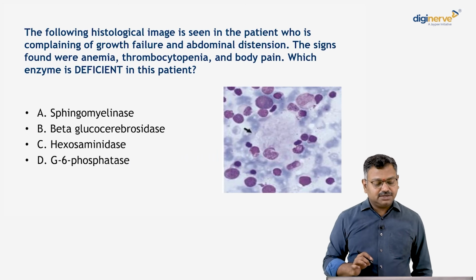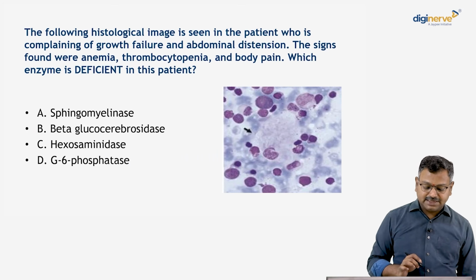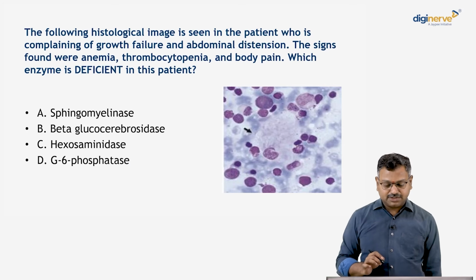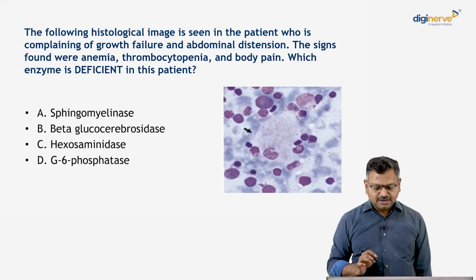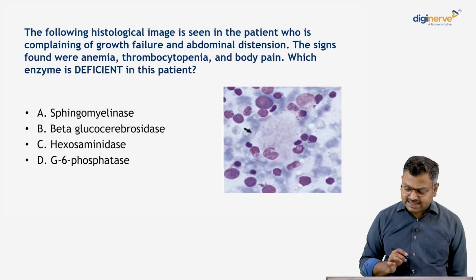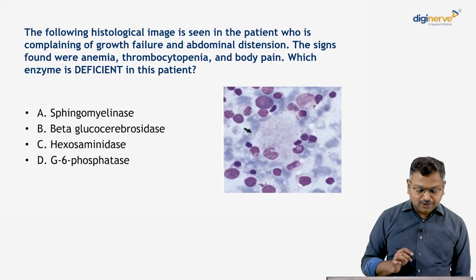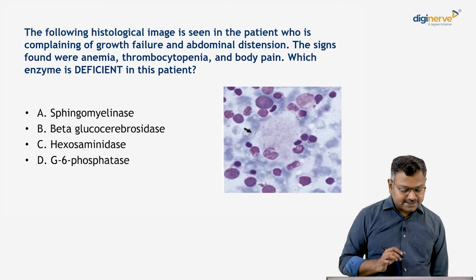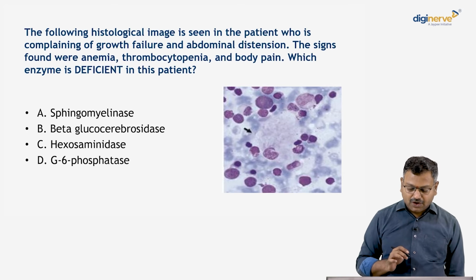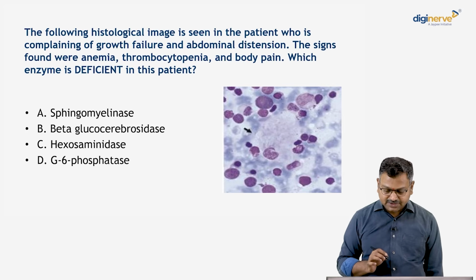Histological image of a patient who has growth failure and abdominal distension. The patient had anemia, thrombocytopenia, and body pain. Which enzyme is deficient in this case that you are seeing here? Is it sphingomyelinase, beta-glucocerebrosidase, hexosaminidase, or glucose-6-phosphatase?